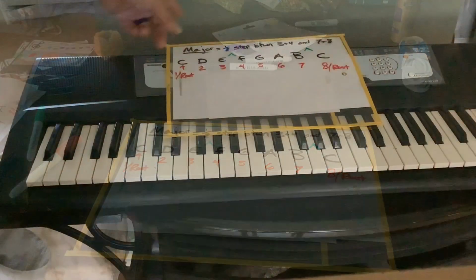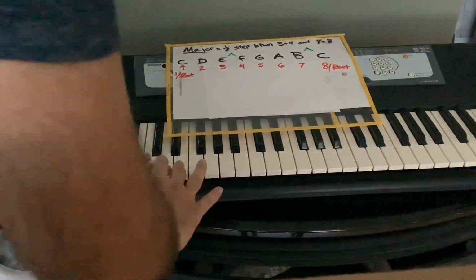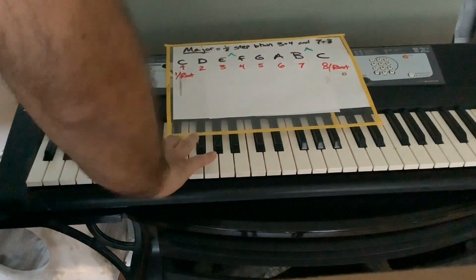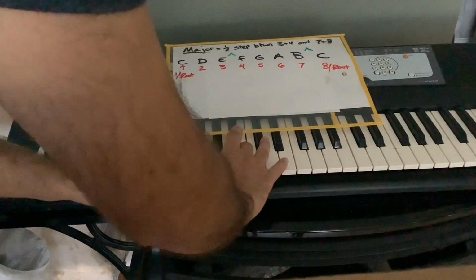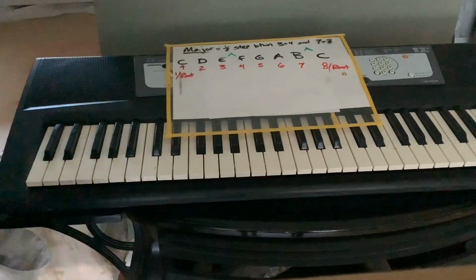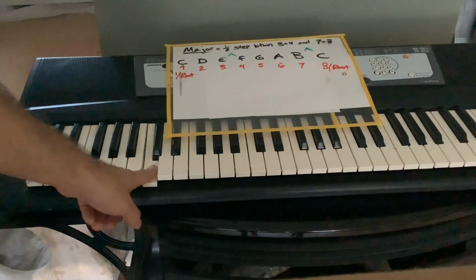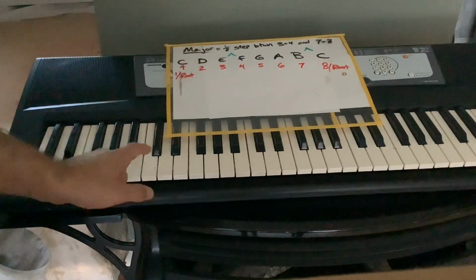I'm going to find C. Again, we find C by looking for these clusters, the 2 black keys and the 3 black keys. That's one set of notes. That's one octave. So you can see me. I'm going to start down here. So there's C. There's my first note.